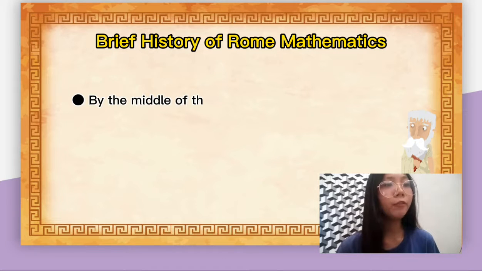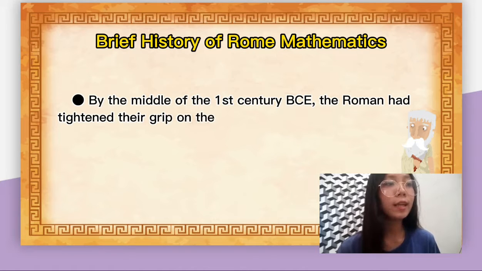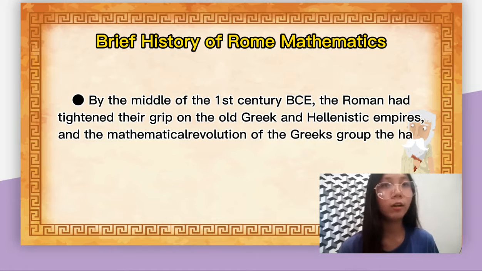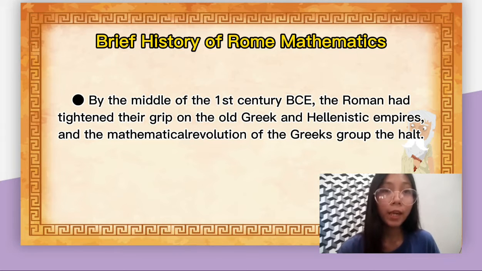By the middle of the first century before the Christian era, the Romans had tightened their grip on the old Greek and Hellenistic empires, and the mathematical revolution of the Greeks ground to a halt. So the Romans were the dominant empire on earth. Overview: the numeral system developed by the Romans was used by most Europeans for nearly 1,800 years, far longer than the current Hindu-Arabic system has been in existence.